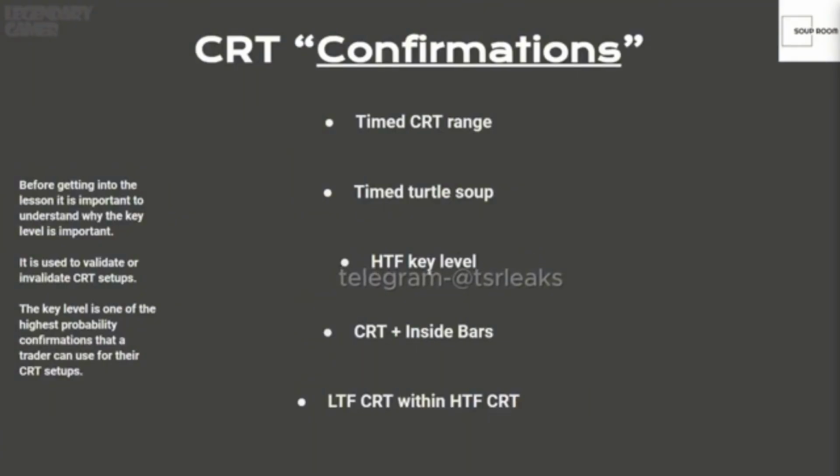So, basically, this means if you have a timed CRT, a timed turtle soup, and a high time frame key level, this is an extremely high probability setup. And if you have a lower time frame CRT within a higher time frame CRT, you increase the probability. Same thing goes with the CRT and inside bar. The reason Romeo and Sham spend a lot of time referring to key levels is because it is in the top 3 confirmations. If you want to avoid losses, only focus on these 3 confirmations.